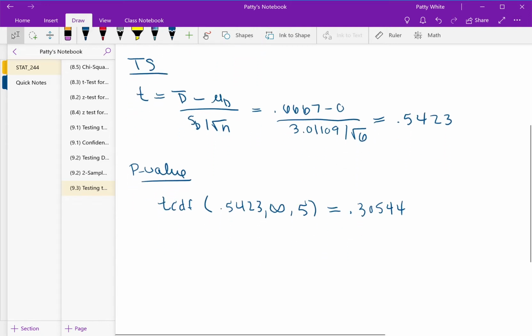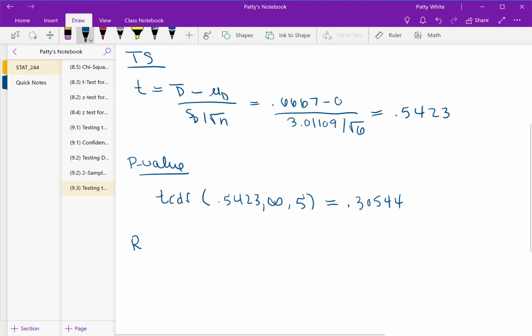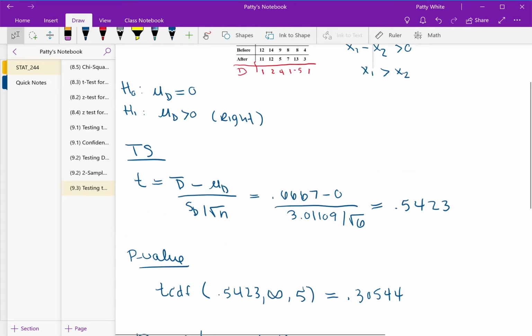So this is going to imply that we're going to reject. No, it's not. This p-value is larger than our alpha, so we are going to not reject H0. So if we go back up to our hypotheses, if we do not reject this, then we do not have evidence to support the alternative. So we do not have evidence to support that the difference between the before and after was statistically significant.